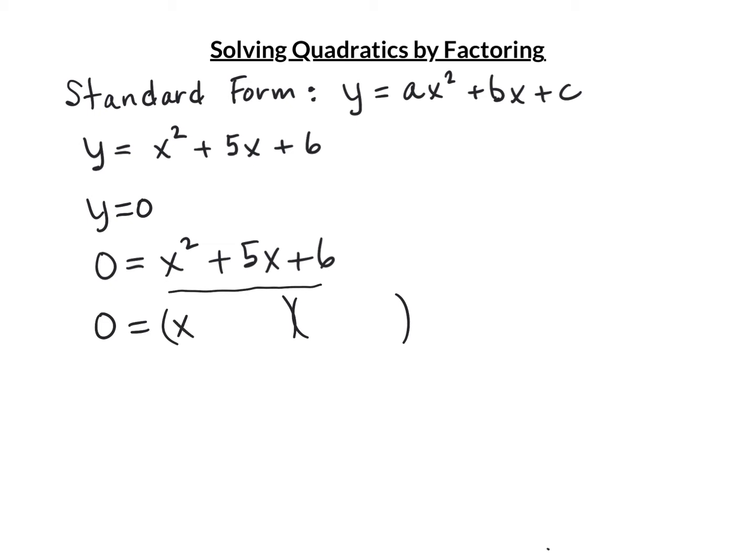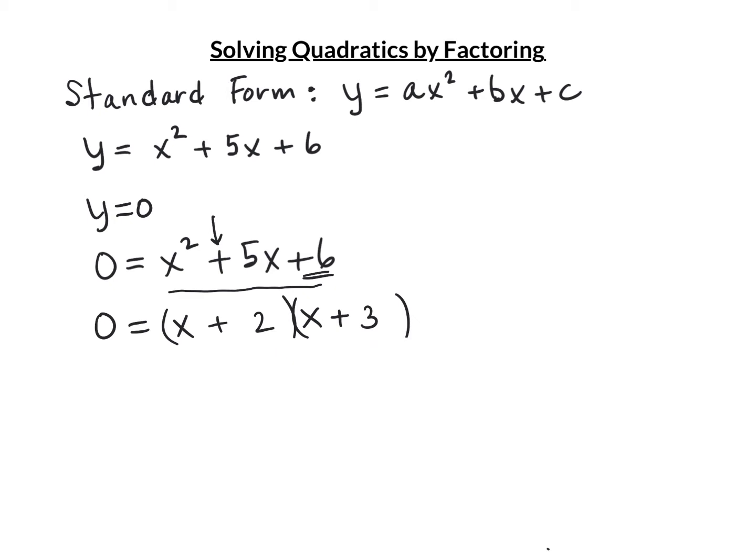We know when we FOIL that x times x makes x squared. We know that this number times this number makes positive 6. So the signs could either be two negatives or two positives to make positive 6. Since the middle is a plus, it's got to be the two positives. Now we're looking for two numbers that multiply to 6, but when you add them, they add to 5. That would be 2 and 3.